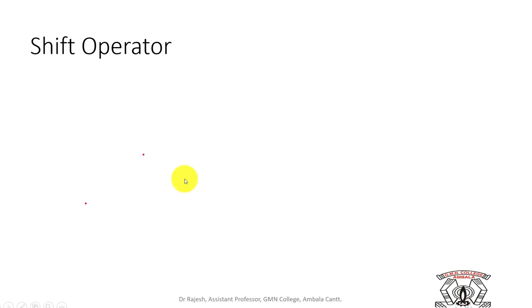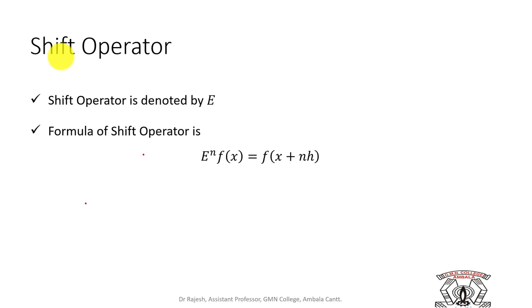Now next is the shift operator. Shift, as the name indicates, means shifting from x to the next adjacent value in the forward direction, and the next forward value is x+h. So when E is applied n times, it shifts in the forward direction n steps. When it is applied one time, it shifts in the forward direction one step only. So this is x+h.